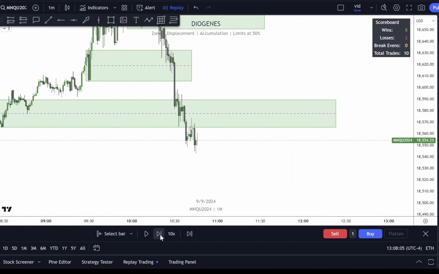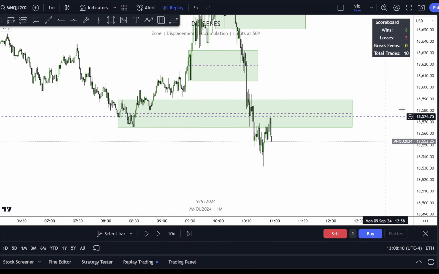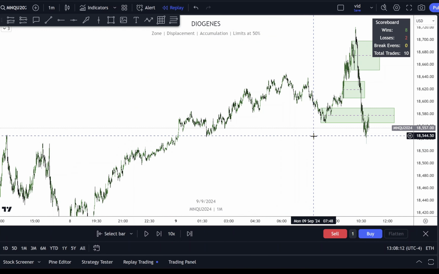Okay, so this is the logic how we trade. We are just following price. We're not making any expectations. Okay, so let's zoom out, see what's happening.